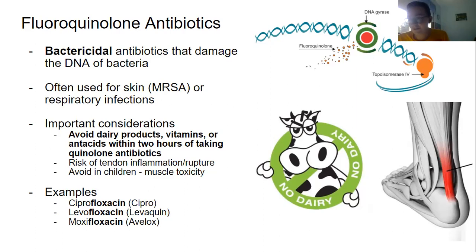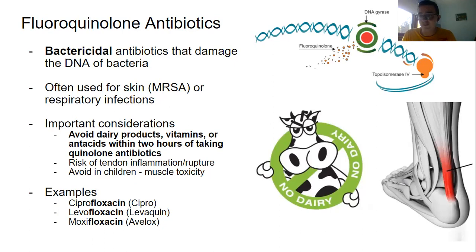There are some important considerations, though, that set these guys apart. You have to avoid dairy products, vitamins, or antacids within 2 hours of taking quinolone antibiotics. All of those have ions in them, like calcium and potassium and other vitamins, which actually bind to the antibiotic and stop it from doing its job in the body. So you're not going to digest and adequately metabolize and spread the antibiotic throughout the body if, say, you took it with like a tall glass of milk. That's not going to work because the milk is going to bind to the antibiotic. It won't get absorbed. It won't have an effect.